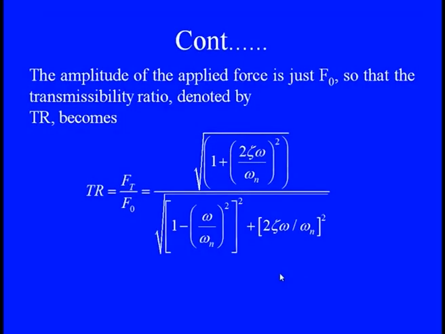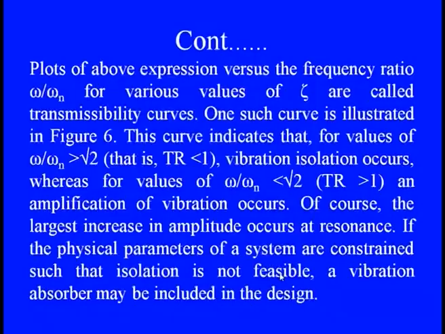So you can see that it is absolutely varying within the transmission: 1 plus 2 zeta omega by omega n, whole square, divided by 1 minus omega by omega n whole square plus 2 zeta omega by omega n square. So this is the dependency feature of the transmissibility ratio on the two main ratios, the damping ratio and the frequency ratio.